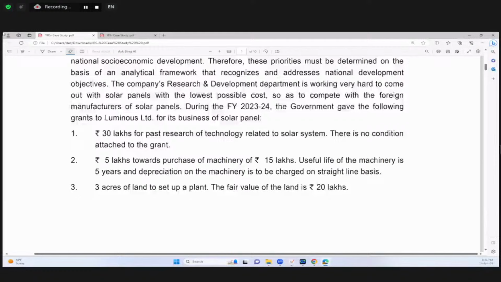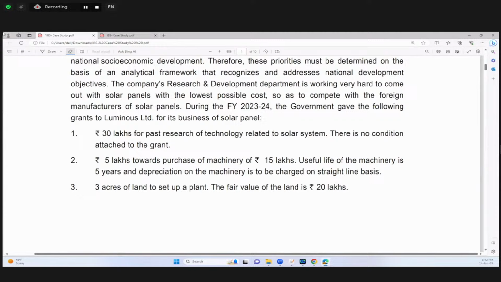So in this situation, there are two methods prescribed in Ind AS 20. One is that you consider the amount of government grant related to the asset as deferred income and systematically recognize it in the profit and loss. It means you have to capitalize the whole grant, and out of that whole grant you have to systematically recognize it every year till the useful life of the asset in the profit and loss account.